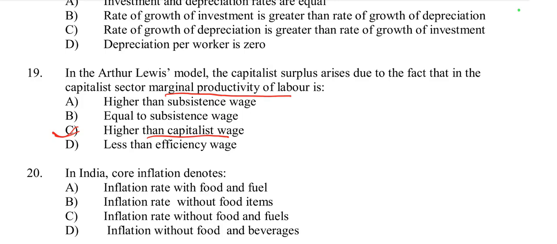In the Lewis dual sector model, the capitalist surplus arises because the marginal productivity of labor in the capitalist sector is higher than the wage paid to the worker in the sector. So this surplus is essentially the difference between the value of the marginal product of labor and the wage paid to the workers. So it is option number C.